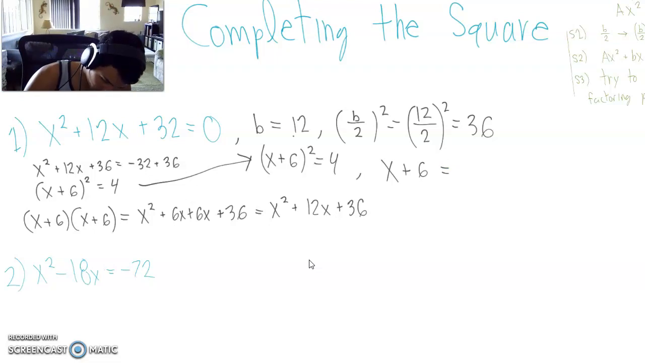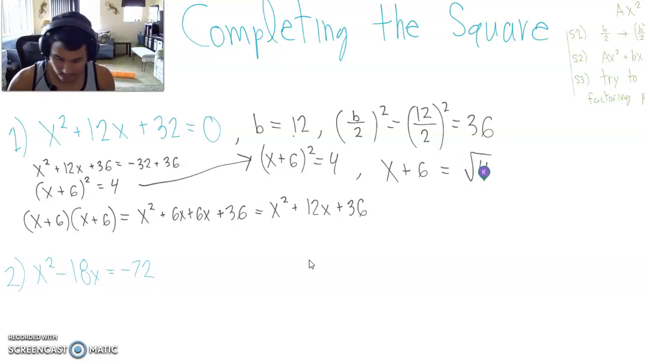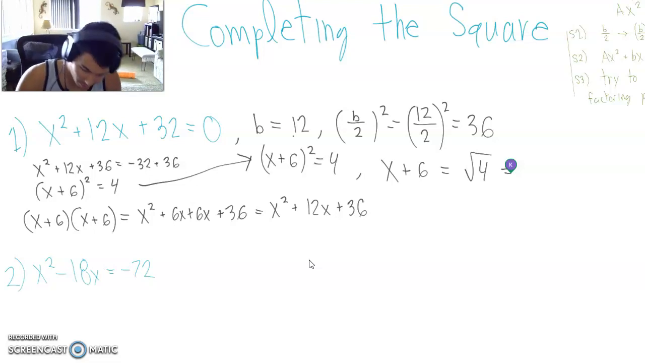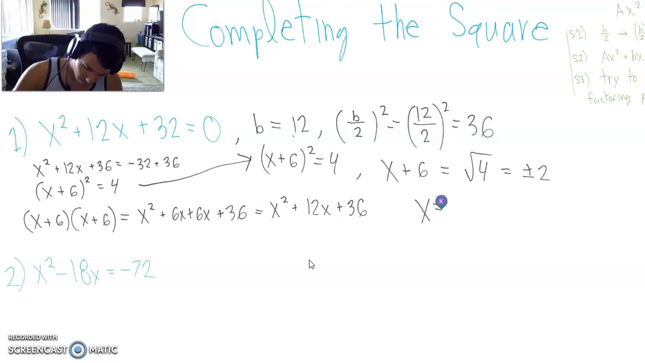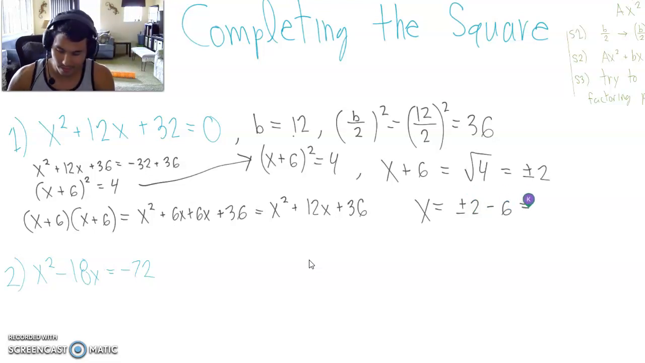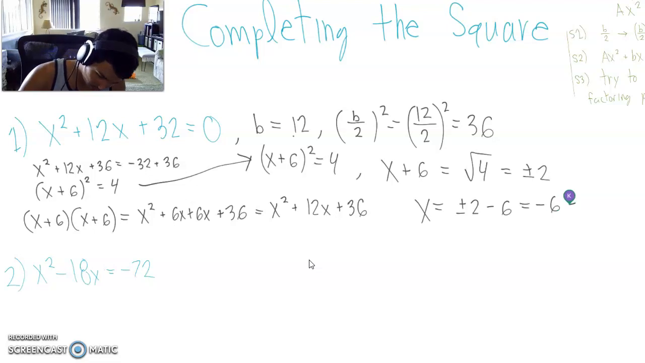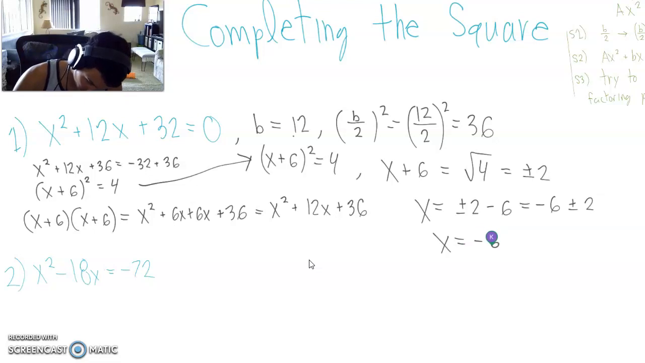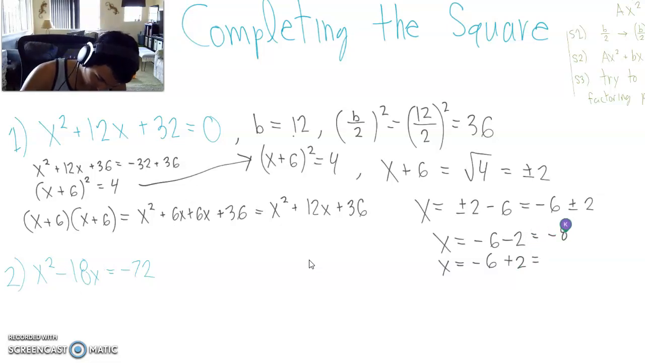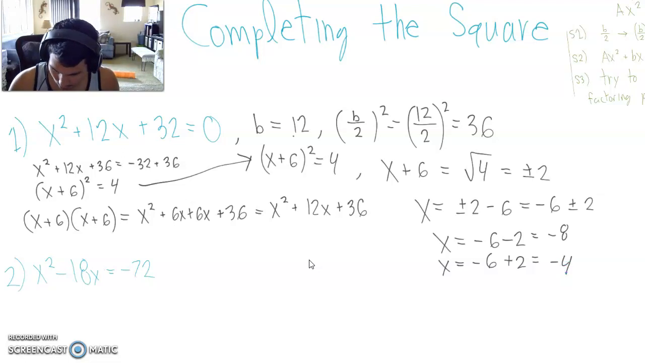So you get 4. And remember, it's not just 2. It is plus or minus 2. Okay? So then your final answer is plus or minus 2 minus 6. Maybe a little bit of a nicer way of saying this is negative 6 plus or minus 2. So your two roots are negative 6 minus 2 and negative 6 plus 2. And what is that? That's negative 8. And what is that? That's negative 4. So that's your two roots. There you go.